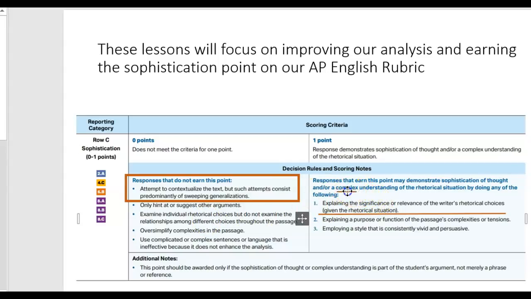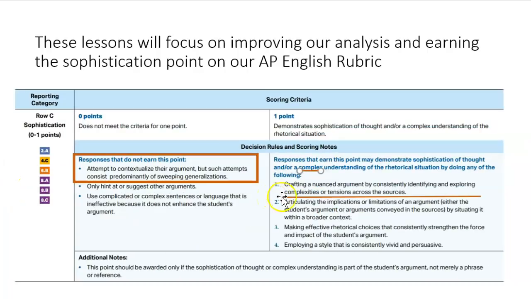So we're going to focus this lesson on obtaining this point. We're going to take some steps to figure out how we can obtain this point. But we really need to focus on earning the point through a complex understanding of the rhetorical situation, which is what we focused our last lesson on as well. So notice you can earn this point through 3 different ways. We're going to focus on the first way, explaining the significance or relevance of the writer's rhetorical choices given the rhetorical situation across the sources.